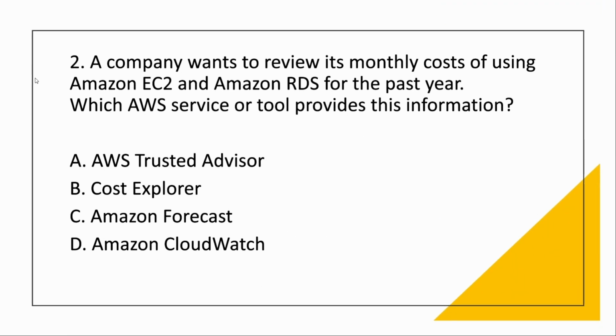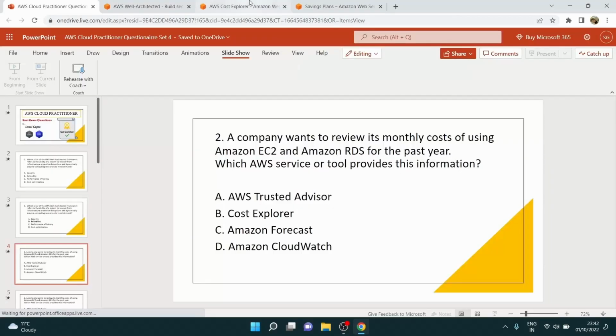Coming to the next question, a company wants to review its monthly cost of using EC2 and RDS for the past year. Which AWS service or tool provides this information? Okay, now the focus point here is the monthly cost of using the services, compute service and database service, for the past year. Now, many people have a problem that Cost Explorer only shows the forecast. No, Cost Explorer also lets you see the last 12 months record. So I'll just show you.